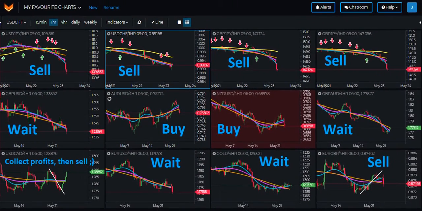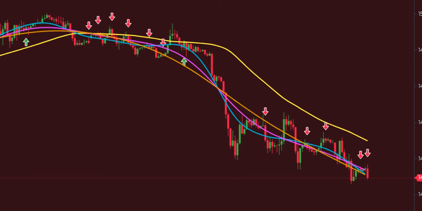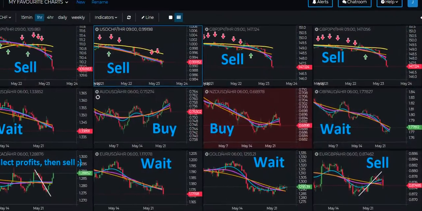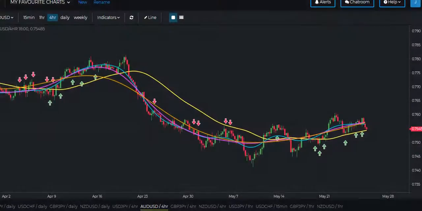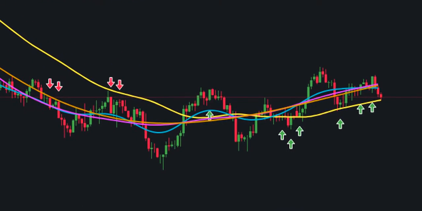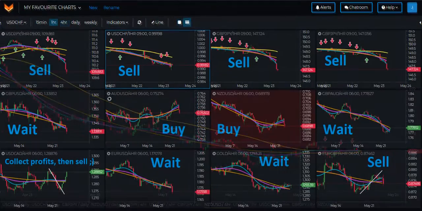Here on the GBPJPY, again we had a bias to the short side, and again the market did indeed fall quite sharply downwards, producing a number of great short signals here along the way. Here on the Aussie we had a bias towards the upside here on the 4-hour charts, as the daily looked like it was ready to turn. And although the market hasn't turned on a dime, it has turned somewhat and again produced some good looking price action entries here on the 4-hour charts.